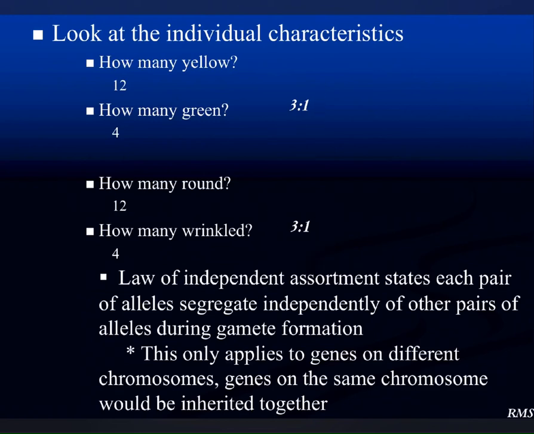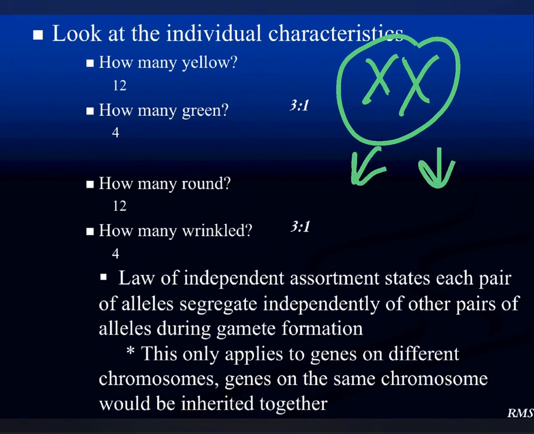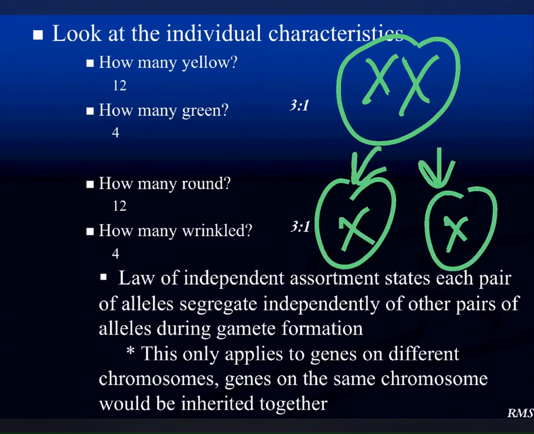So the law of independent assortment states that each pair of alleles segregate independently. In other words, when the homologous chromosomes find each other in a cell and that cell divides, they'll separate apart. So if there was a characteristic here and here, let's say that this was for yellow, this is for green, well, the yellow would be now over here and the green would now be over here. They separate independent of each other.